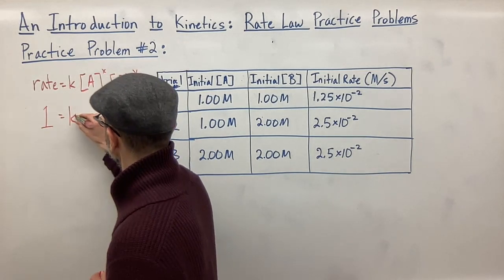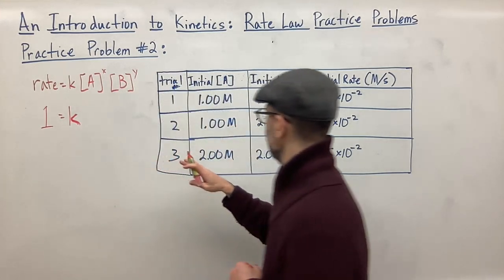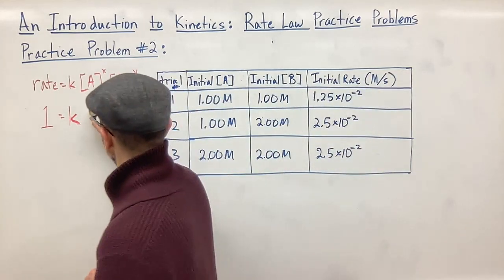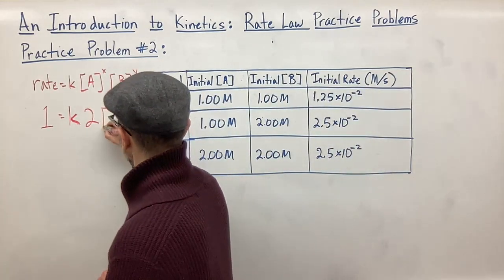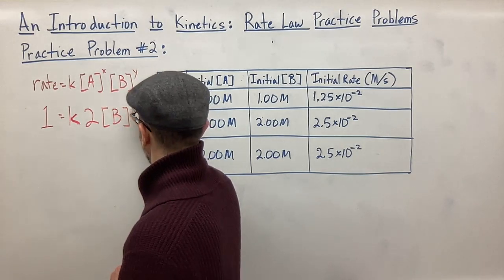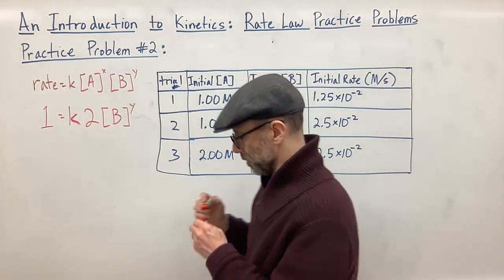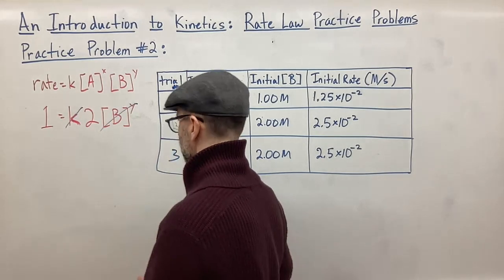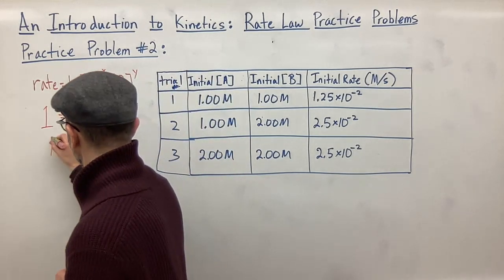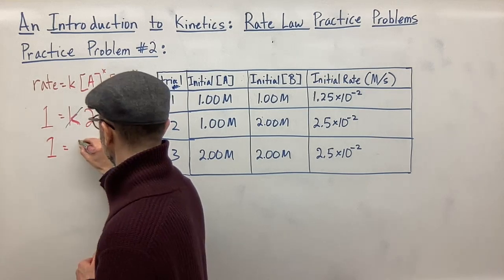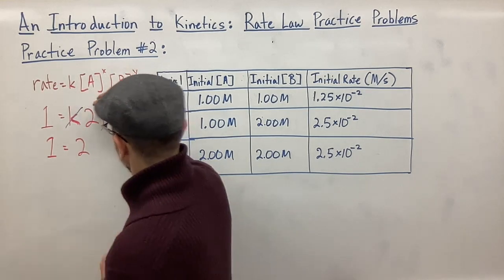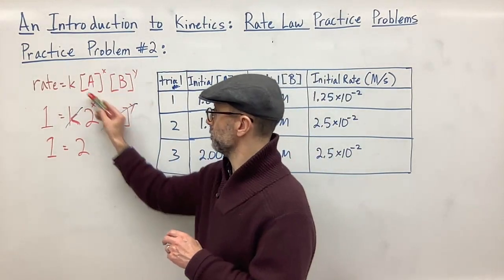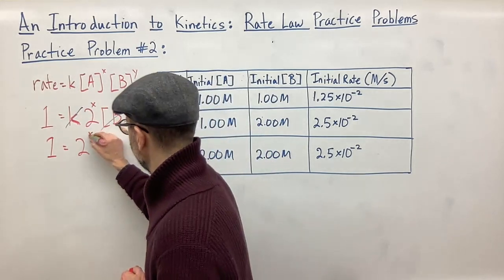equal to k, and A doubles. So we're going to say that's a 2 because it doubles, multiplied by B raised to the y power. But k and B are constant, so we get rid of those, and we get 1 equal to 2. Oops, I forgot my power here. Don't forget the power. That's really important. So this is 2 to the x power, since we're replacing this with 2.